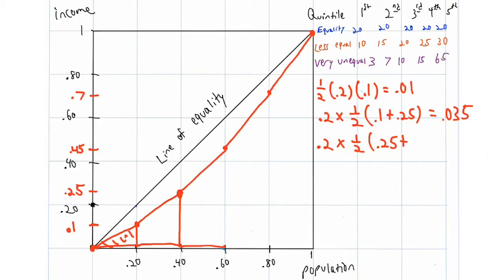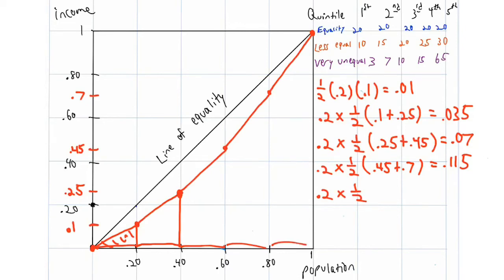So add that to 0.45. And when you calculate that, you get 0.07. The next quintile with a 0.2 times the height is the average of 0.45 plus 0.7. And that works out to 0.115. And finally, 0.2 times 1/2, that's the last quintile here, of 0.7 plus the final number is always 1. And that's going to equal 0.17.